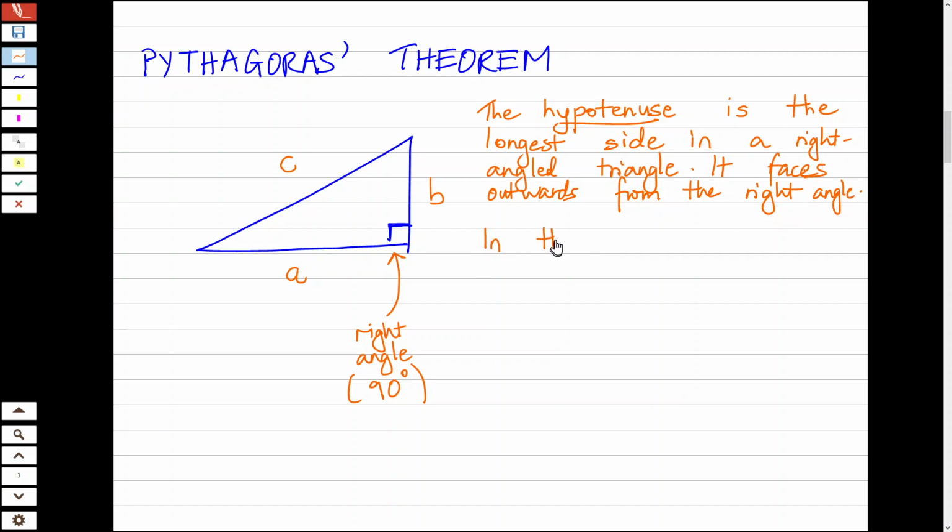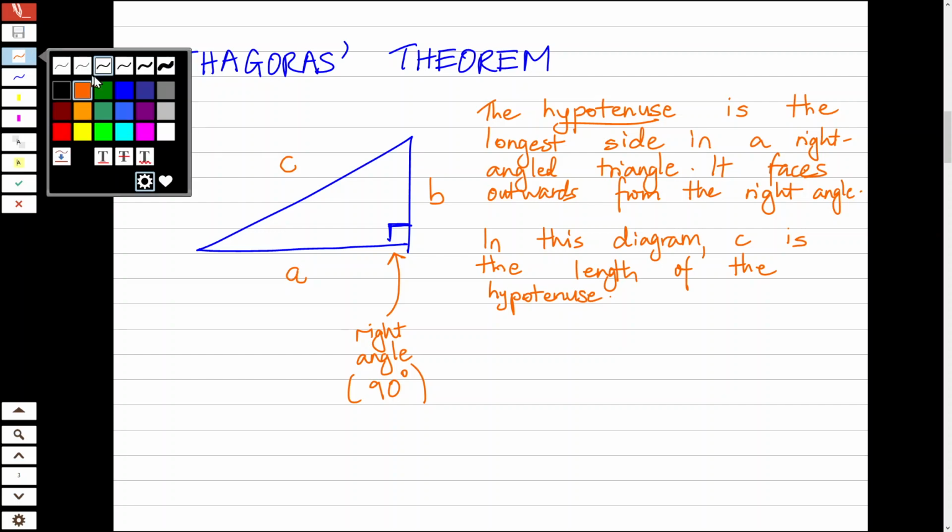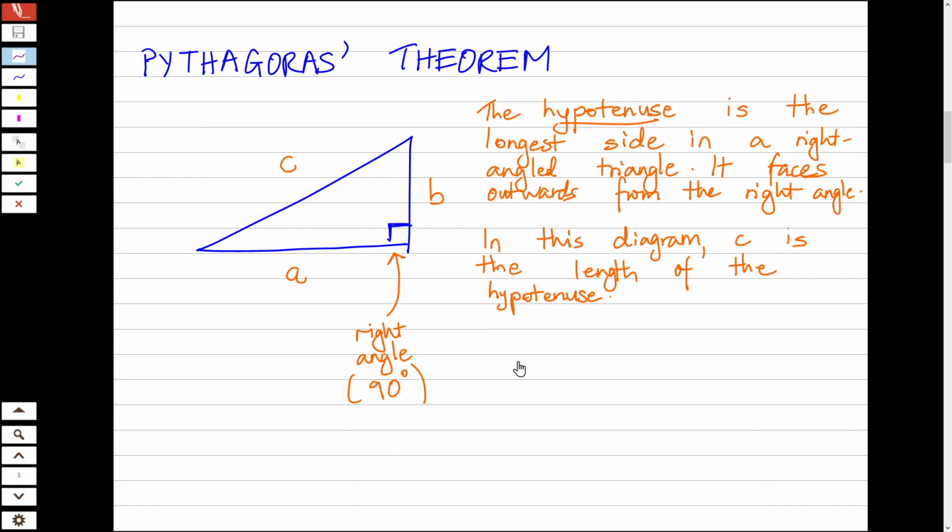So in this diagram, C is the length of the hypotenuse. All right. We need one more thing. We need the actual formula. Some of you already know the formula. This is the formula. That's the formula, okay?